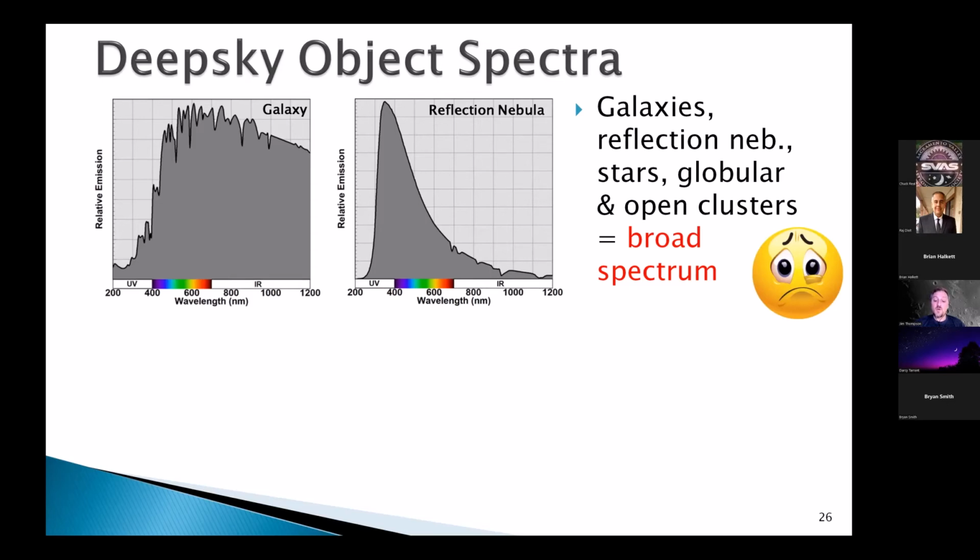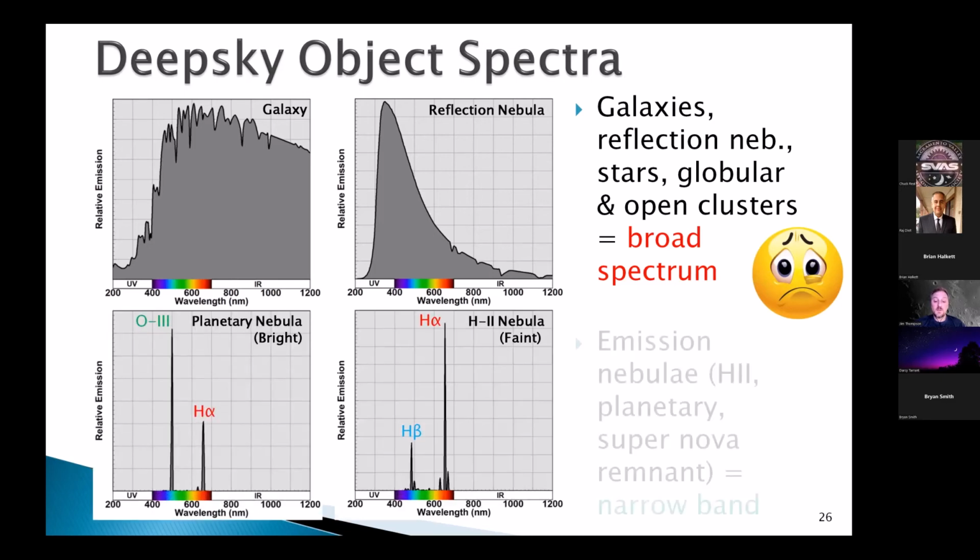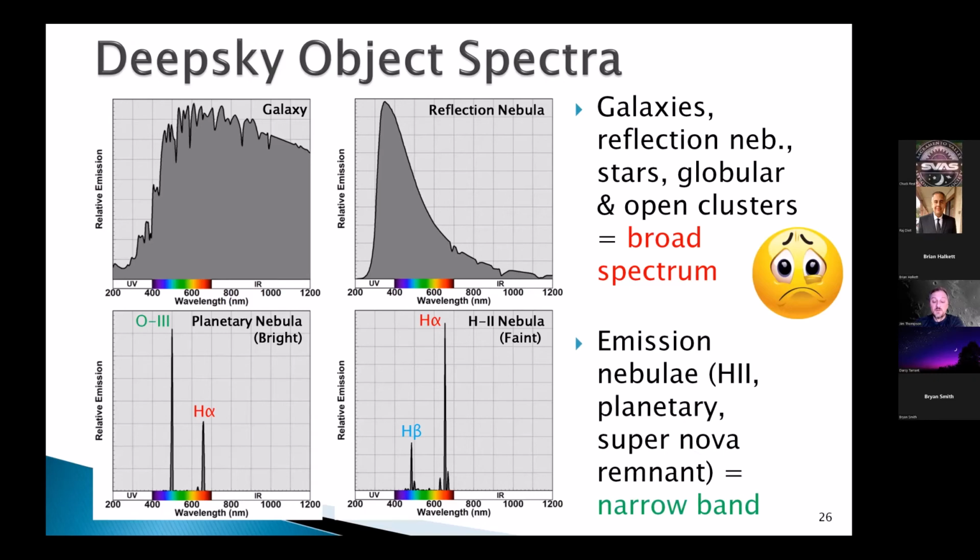The second category of objects are narrowband emitters. These objects include hydrogen-2 regions, planetary nebulae, and supernova remnants. Any object that we can see because of light given off by excited gases like hydrogen or oxygen. Because these objects emit at very specific wavelengths, they are much easier to separate from light pollution using a filter.